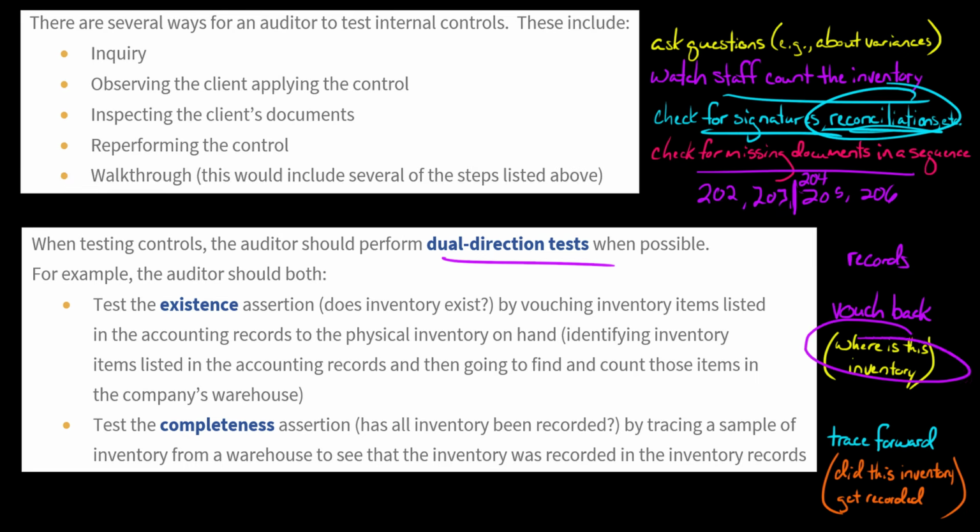Now, where is that inventory? Let me go find it in the warehouse. I'm going to go and find it in the records and then go backwards and see that, oh, I see it here. It's on this shelf. Okay. Tracing forward would be the other direction.